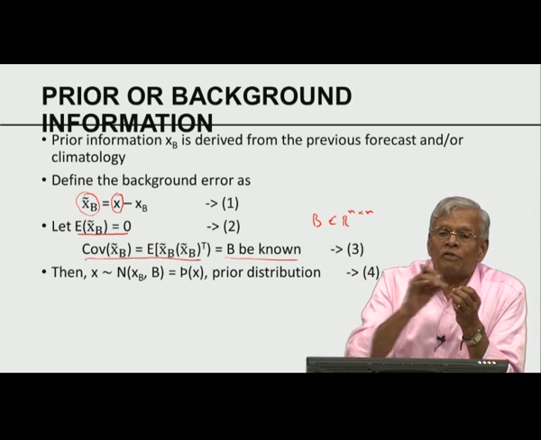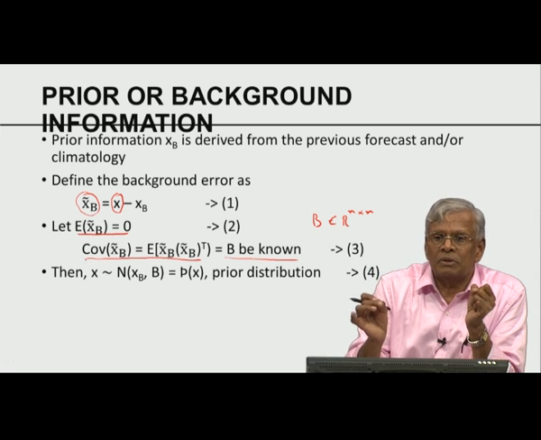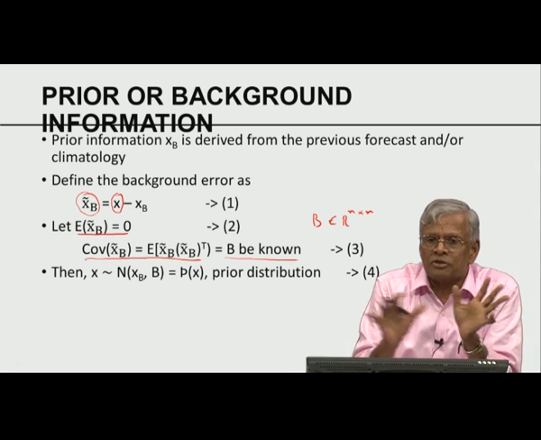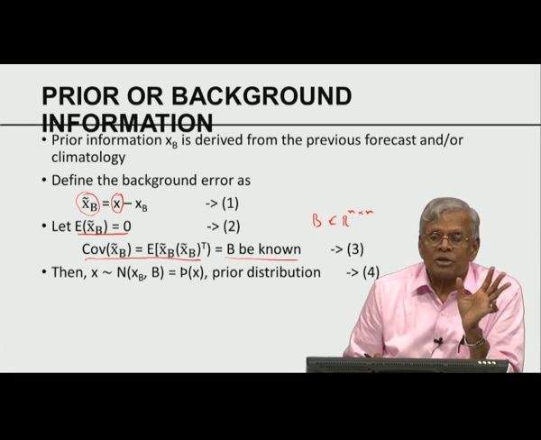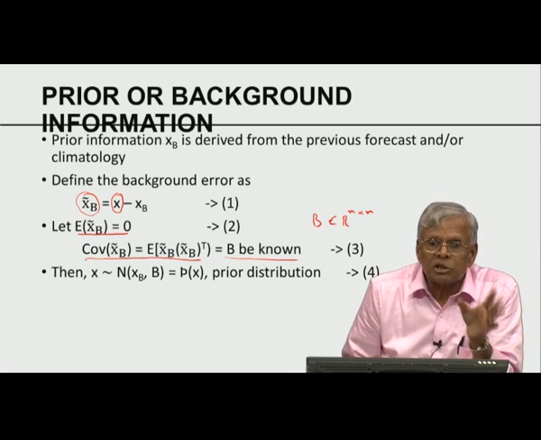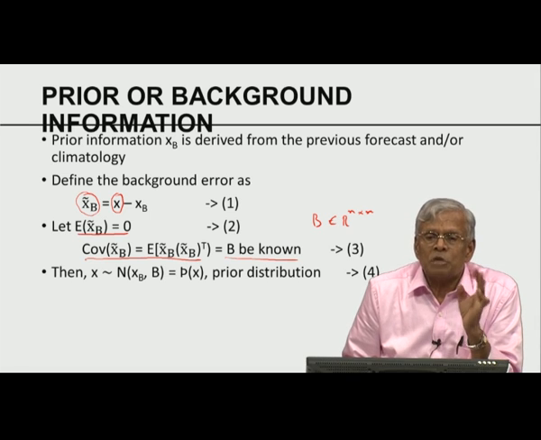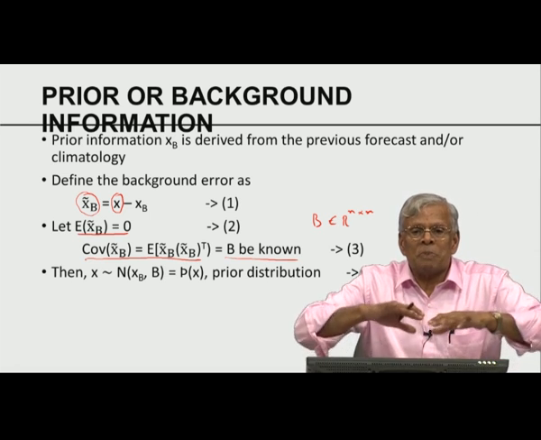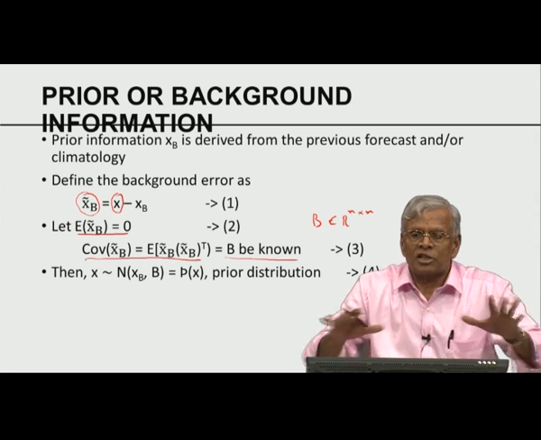So from this data you can compute B by doing simple statistical analysis. I am assuming I know XB, I know B. What is B? B represents the spatial variability of XB.